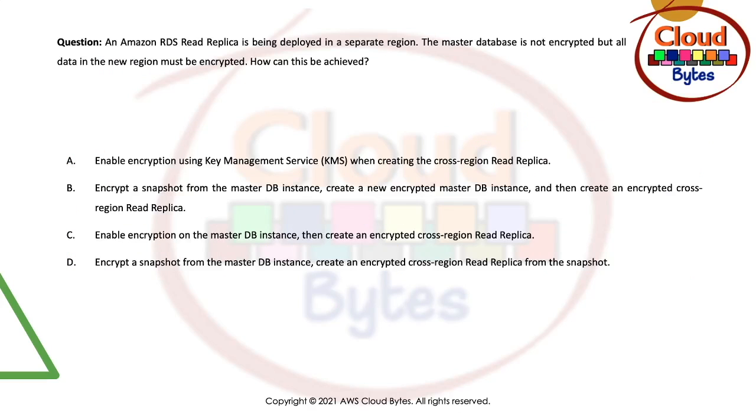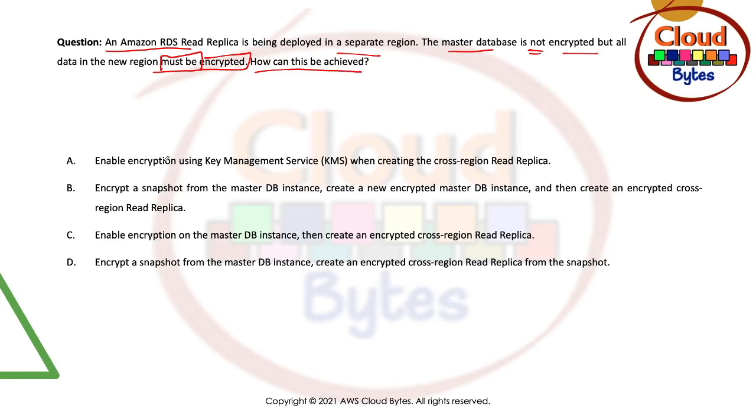Looking at the next question, we have an Amazon RDS read replica being deployed in a separate region. The master database is not encrypted, but all data in the new region must be encrypted. The requirement is that the data must be encrypted, basically. How can this be achieved?